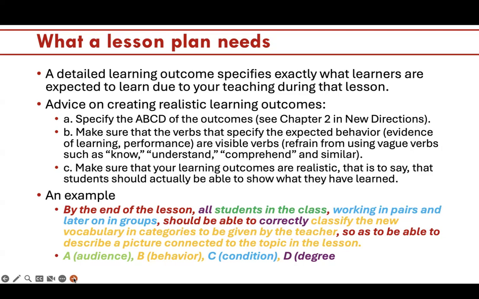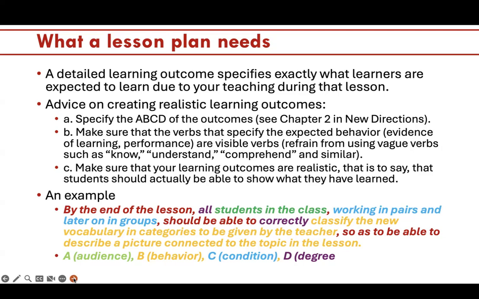If you look at everything which is in green, that is the audience. Who are our audience? Our students. But the degree of learning that you want, in this case, is all the students. You just want them to be able to describe a picture using a set of words that you're going to teach them. Now, the behavior, that is what has to be observed. Students should be able to classify the new words in categories that you yourself give them.